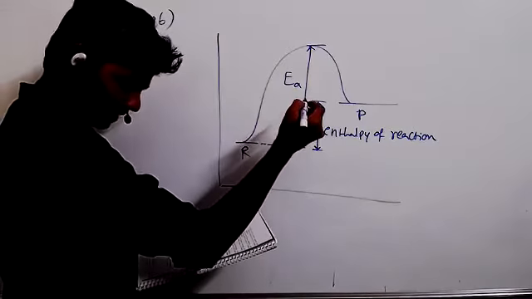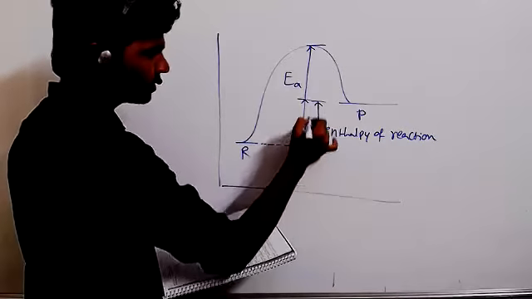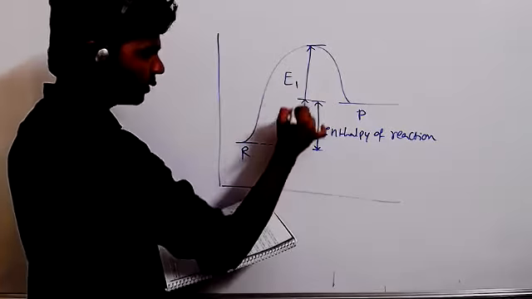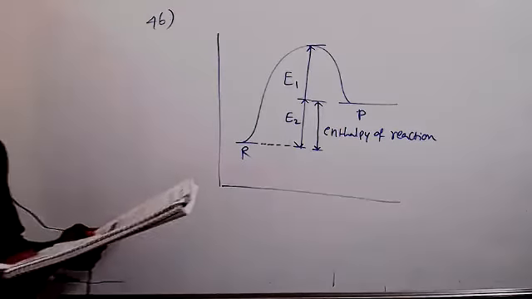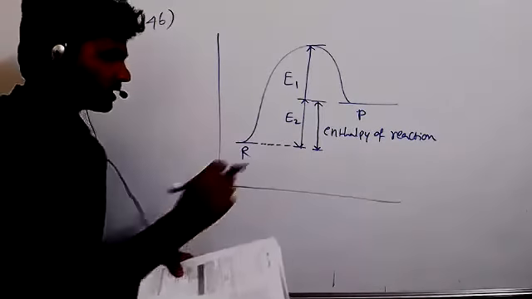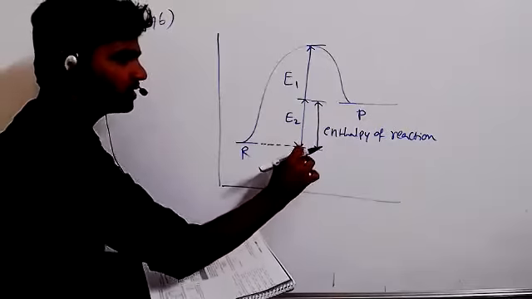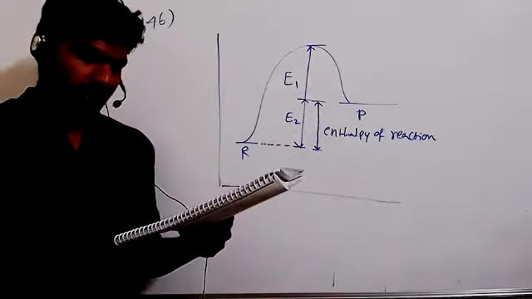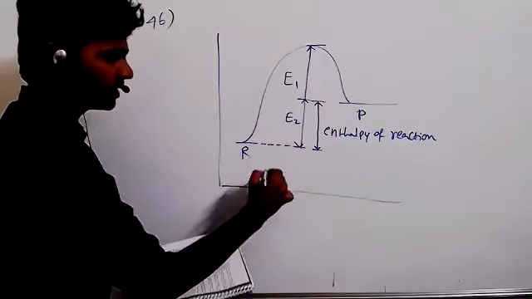Some parts are given here. They're divided into two halves like this. This is given as EA1, E1, and this is E2. Option A is given: activation energy of the forward reaction, to convert reactant to product. This is the forward reaction; the activation energy is the full span from here to here. It is E1 plus E2.